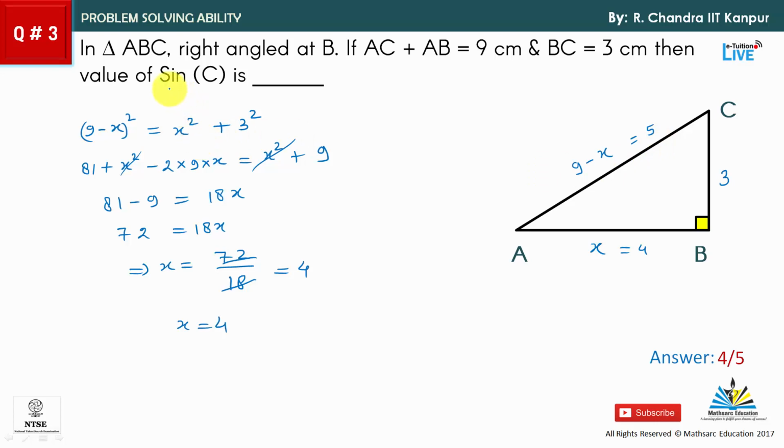Now what do we need to find? Sine of C. So we need to find the sine of this angle. So for this angle, sine C is equal to, for this angle 4 becomes the perpendicular, 4 upon hypotenuse, which is 5. So this is the correct answer.